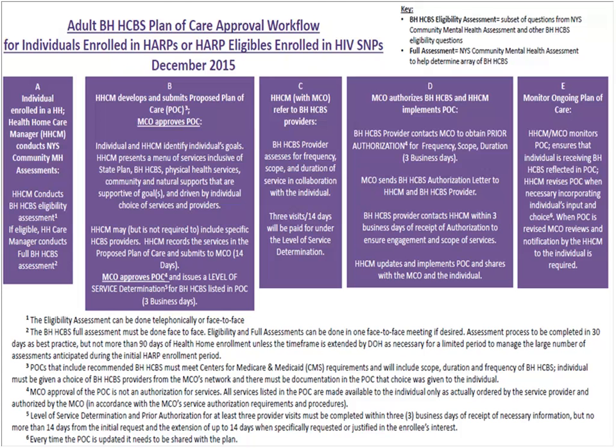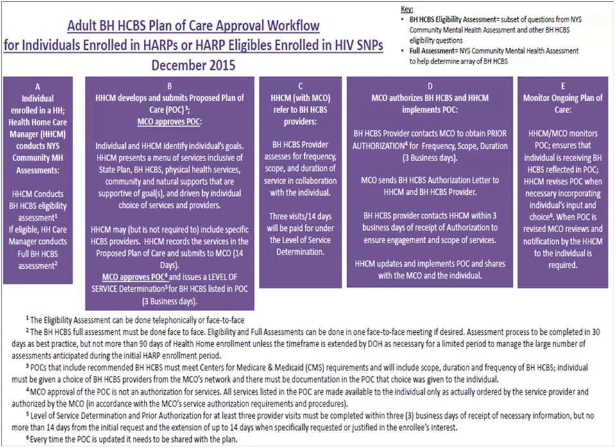So this goes back to Box B, and Box B is where the Health Home is going to present the services that the individual and the Health Home Care Manager feel are important to meet the individual's goals. And it's at that point that the MCO will render a level of service determination. So what happens after everyone at the MCO, the Health Home Care Manager, and the individual agree on whatever the HCBS services are that the person may need?